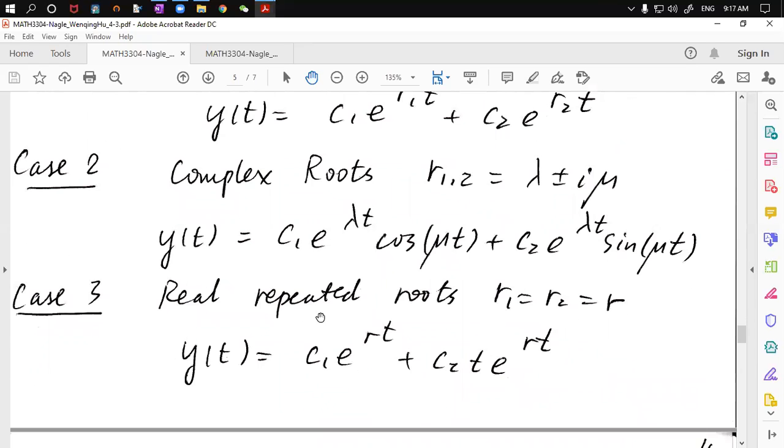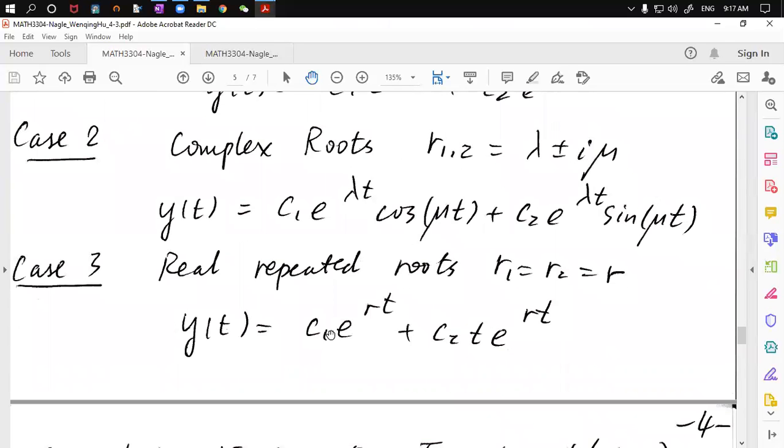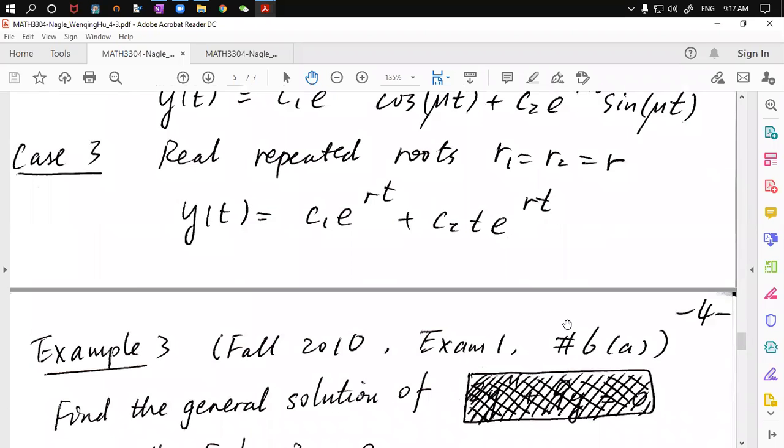Now the third case is the real repeated root case. That means the discriminant is 0. Suppose the discriminant is 0, then the two roots are the same. If the two roots are the same, the solution is just e power rt. This is what we call the golden rule: you cook up a new solution from a lack of solution. So that's e power rt and t times e power rt. You just insert a t into your second solution, and you cook up a new solution. So that's the real repeated root case.